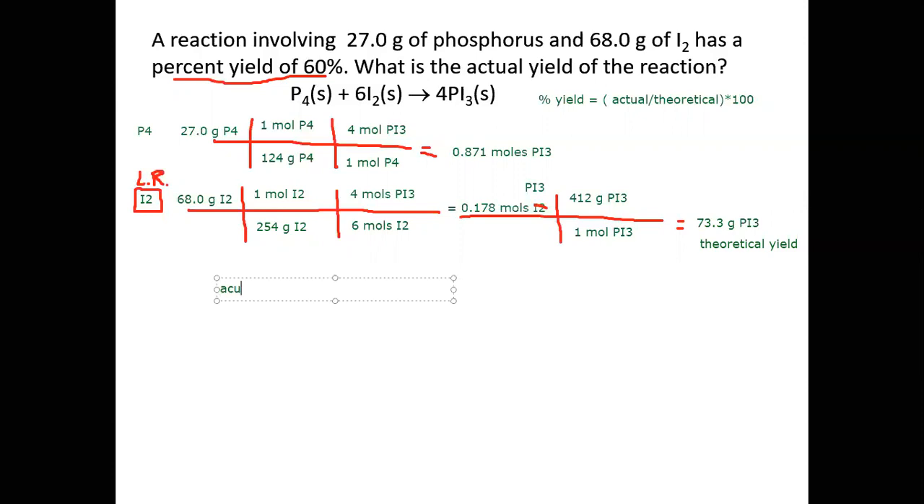So actual yield equals percent yield divided by 100 times theoretical yield. So basically we're going to take 60% of 73.3. Now remember, 60%, you got to get rid of the percent, so that's why we divide by 100, so we get 0.6 times 73.3.